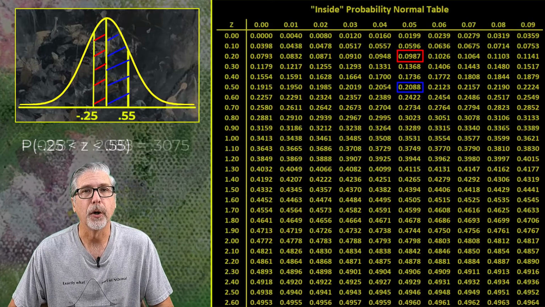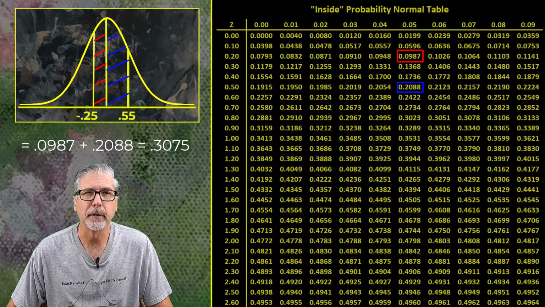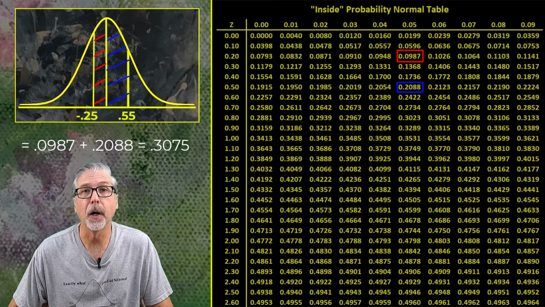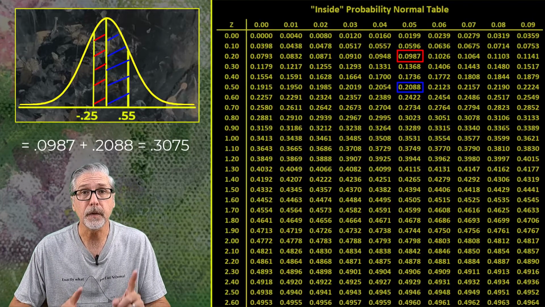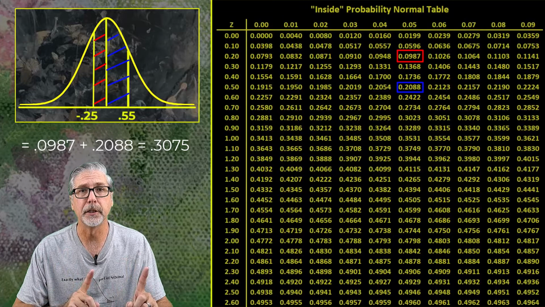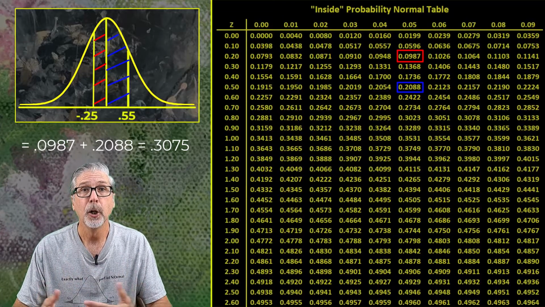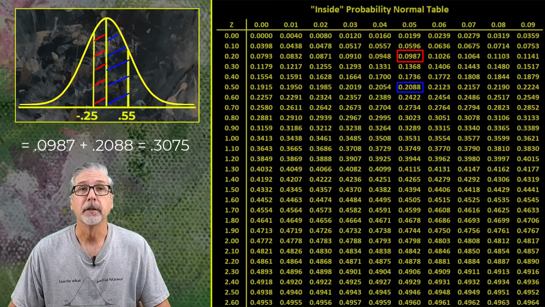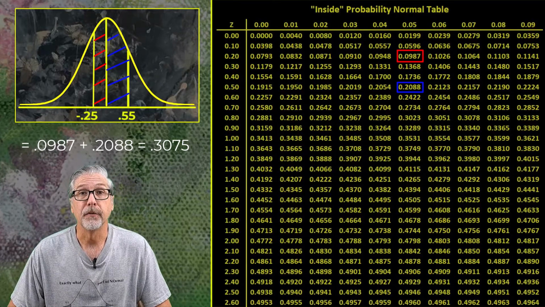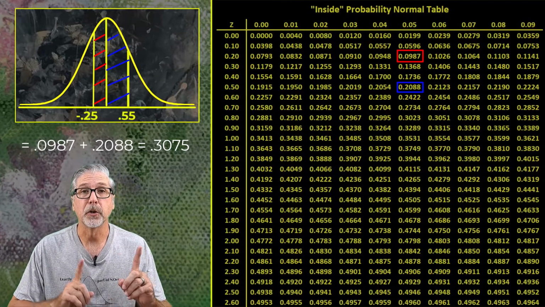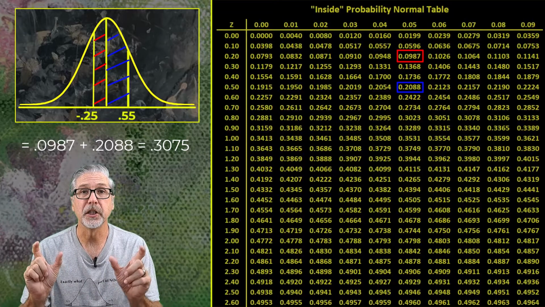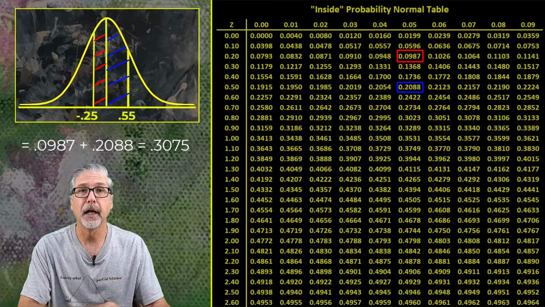Now, what do I do with them? Well, do I add them? Do I subtract them? It's going to depend upon where the z-scores are located. If they're located on opposite sides of the mean, as they are in this case, we're going to add those numbers together and get 0.3075. Whenever we have z-scores on opposite sides of the mean, those inside probabilities can be added together.